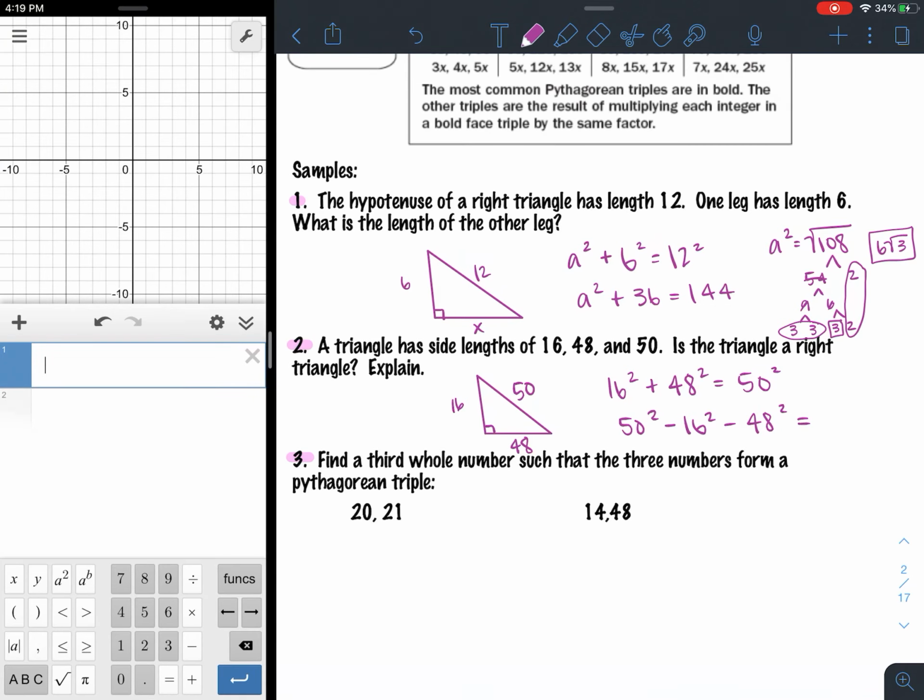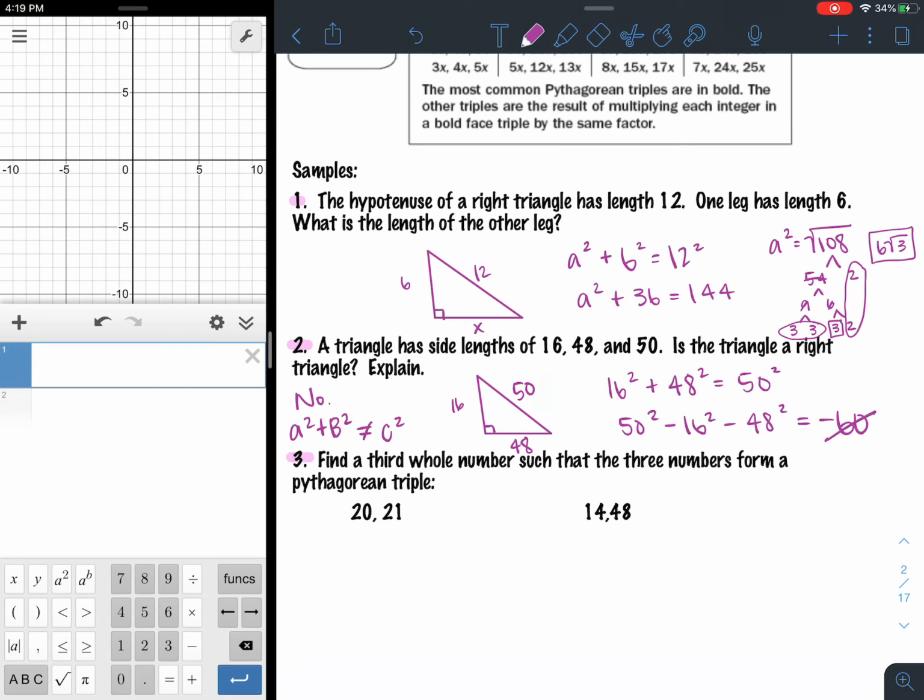So I'm going to come over here to my calculator. 50 squared minus 16 squared minus 48 squared, and I end up with a negative 60. So this is not a right triangle, because a squared plus b squared does not equal c squared. That is enough of an explanation for what we're going to be doing.